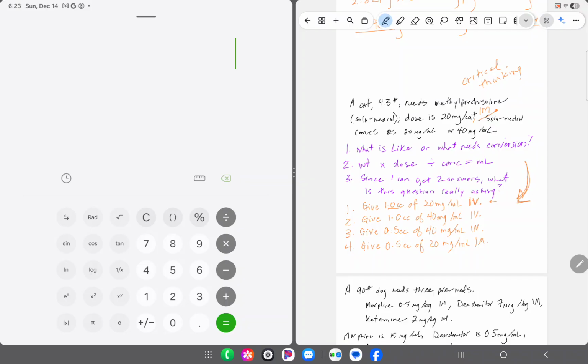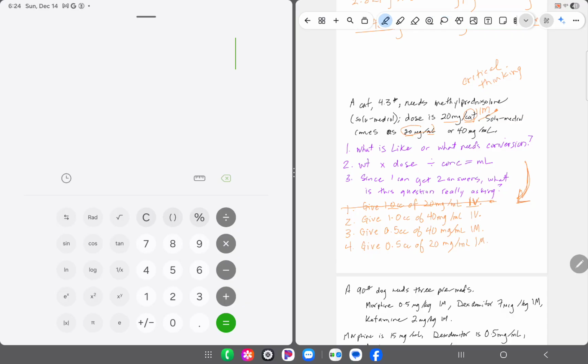If I know that the cat, the whole cat, is getting 20 milligrams, and I already have something that's 20 milligrams in 1 mil, that means the first answer is technically correct, except I didn't read it all the way out to IV, did I? So yes, I can give this entire cat 1 cc of the 20 mg per mil. I can do that, but not IV. Therefore, answer number 1 is wrong.